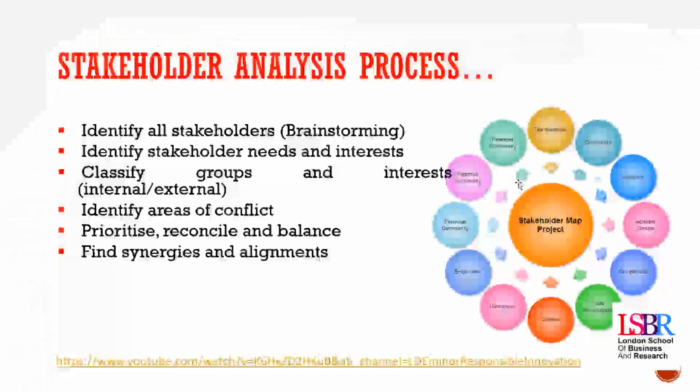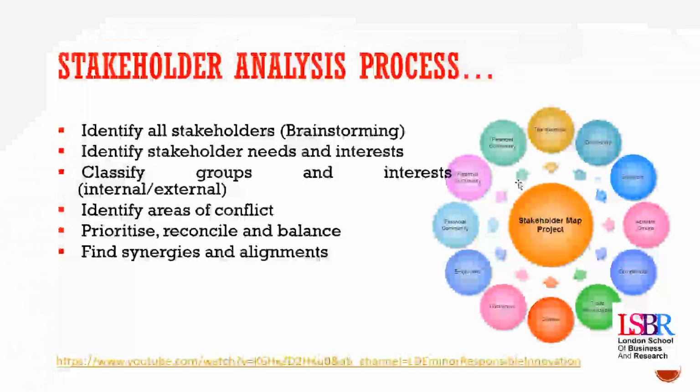Prioritizing, reconciling and balancing. So that's the next stage. Once you've identified those areas of conflict, we need to prioritize which stakeholders are the most important that we need to manage and look after closely. Which are the stakeholders that we need to reconcile? Try to make sure that they're happy. What are the stakeholders we need to balance in terms of making sure that we've considered all the different perspectives?